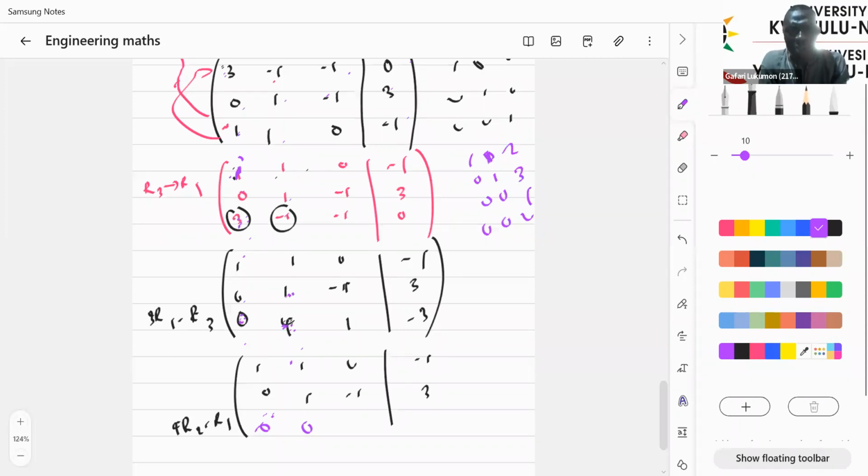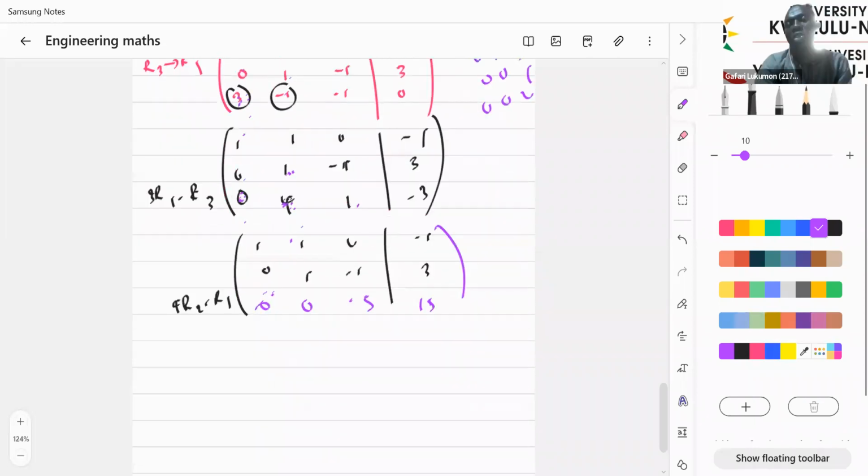Then 4 times minus 1 is minus 4. You understand? Minus 4 minus 1 will give me minus 5. So 4 times 3, that is what? 12. So 12 minus 3 will give me 15. I hope you understand now. So we've reduced this to echelon form.